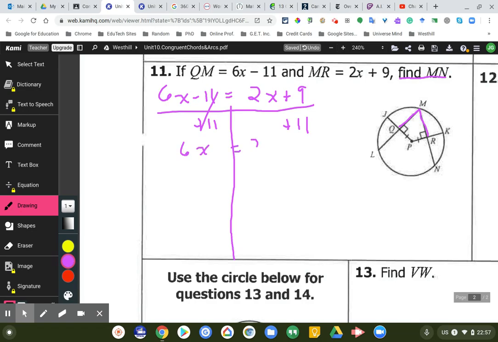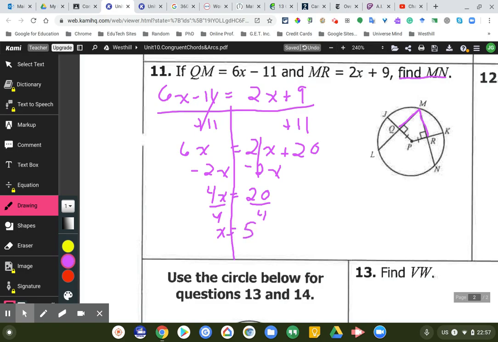Equals 2x now, right? 9 plus 11 is plus 20, okay? Minus 2x, minus 2x. This is going to cancel out over here now. We have 4x equal to 20, okay? Divide by 4, x equals 5.